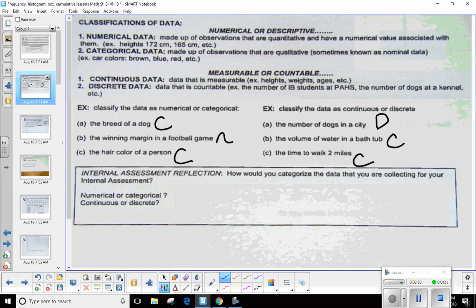So just a couple of questions when we're thinking about our internal assessment. Just think as you go along, how would you categorize the data you're collecting for your internal assessment? How is that data going to be useful to you? How can it help to further your topic, your point? Numerical, categorical, continuous, or discrete?